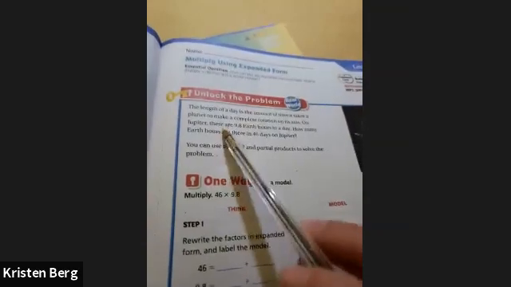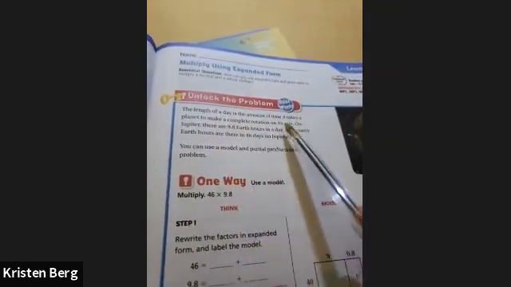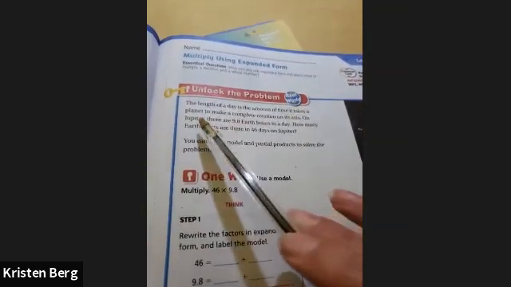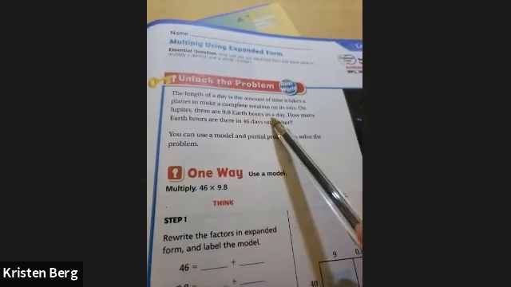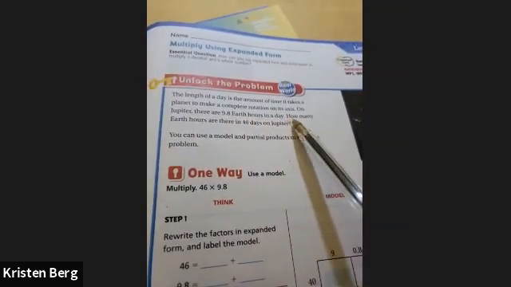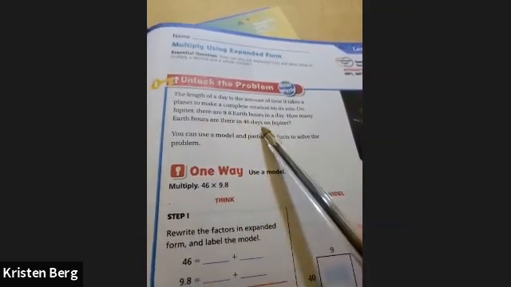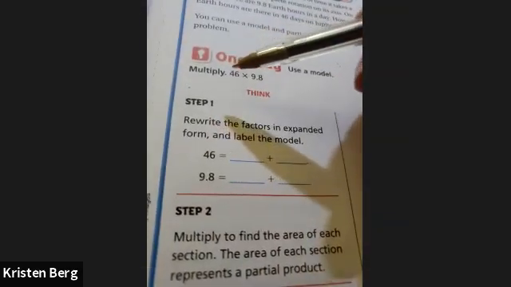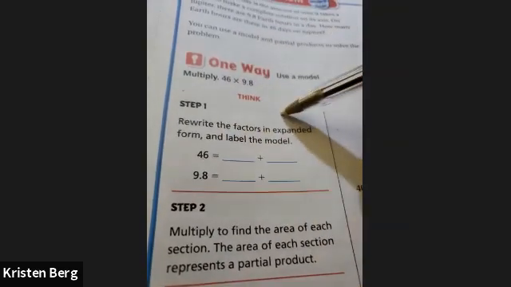So it says the length of a day is the amount of time that it takes a planet to make a complete rotation on its axis. On Jupiter, there are 9 and 8 tenths Earth hours in one day. How many Earth hours would there be in 46 days on Jupiter? All right, so what they wanted you to see is that you could have separated out each of these.